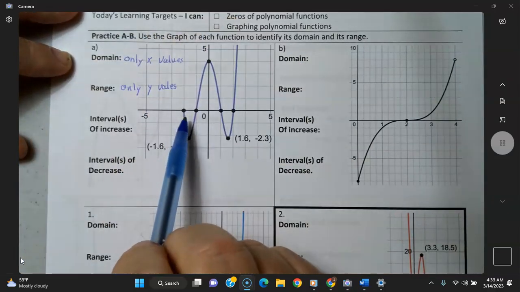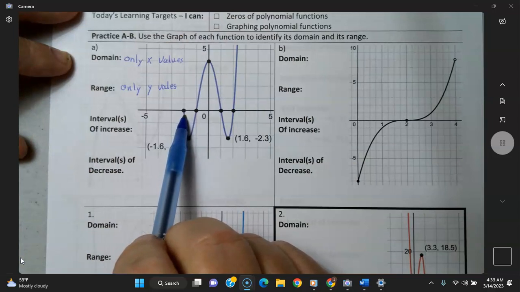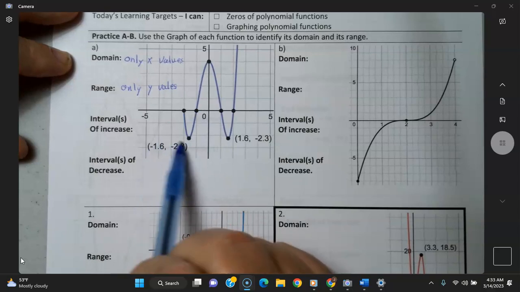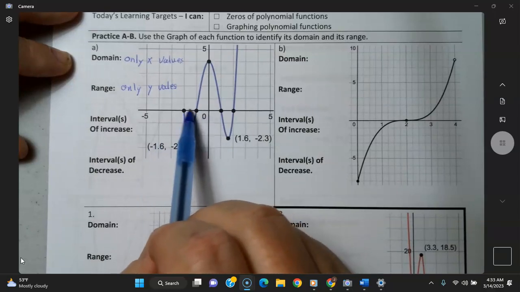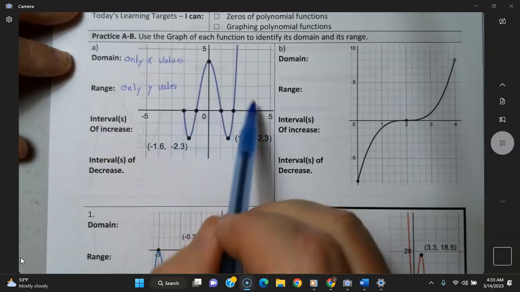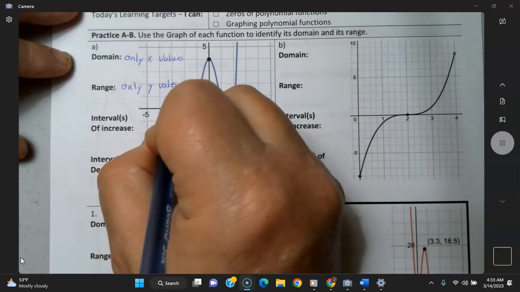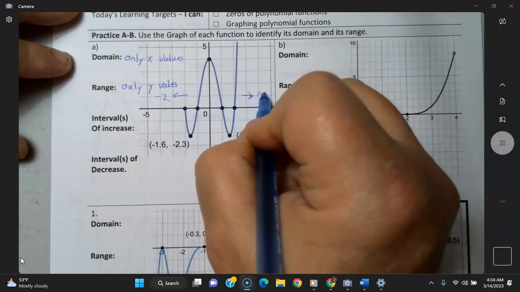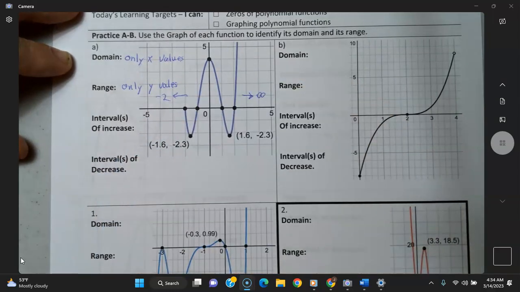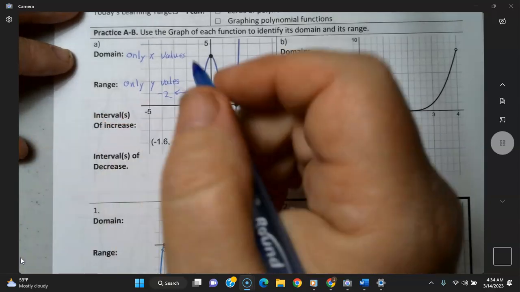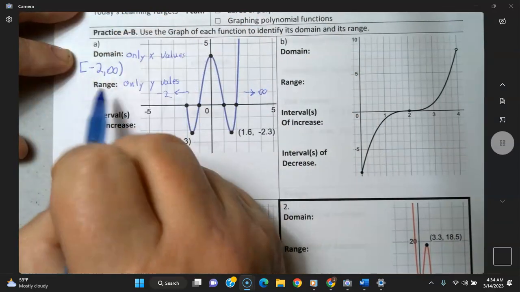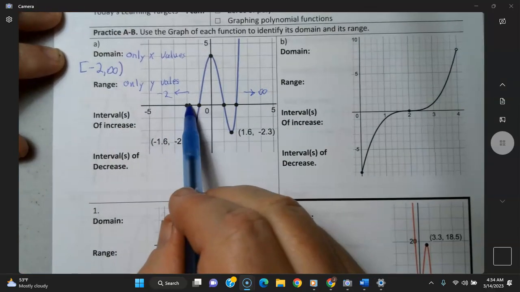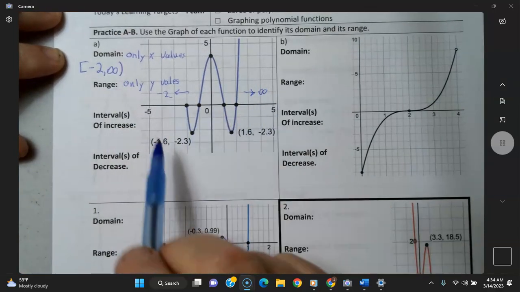Okay, so the domain for this one, it goes as far to the left as -2. This down here refers to this point. It goes as far to the left as -2, and as far to the right as infinity. It'll go on forever because this line goes up forever. So the domain is going to be, and it doesn't reach infinity. Remember, those are both x coordinates, -2 this way and infinity this way.